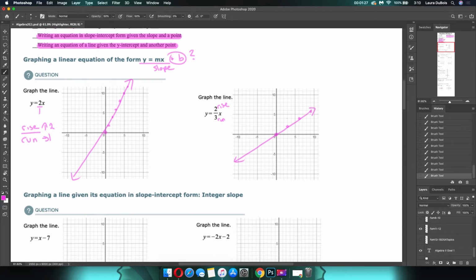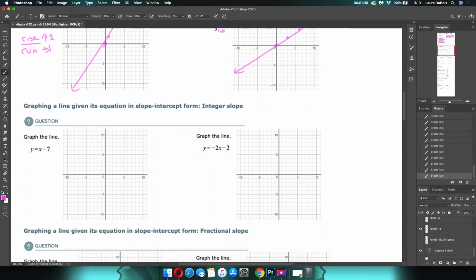All right? Well, what if we get something a little bit more nuanced? See, now we have a b, we have a y-intercept. So in this case, we're starting at negative 7, so that's going to be there. So you always start with your y-intercept, because that tells you your first point. You're just looking along the y-axis and saying, oh, negative 7, boom, there it is.